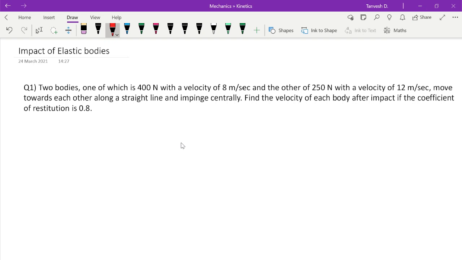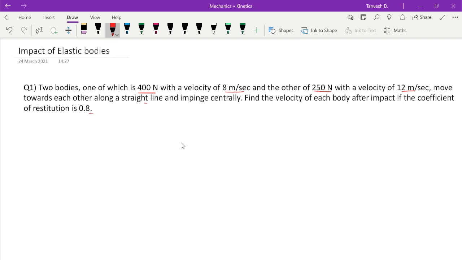Okay, so what we have in this question is two bodies, one of which is 400 newtons with a velocity of 8 meters per second and the other of 250 newtons with a velocity of 12 meters per second, move towards each other along a straight line and impinge centrally. Find the velocity of each body after impact if the coefficient of restitution is 0.8.